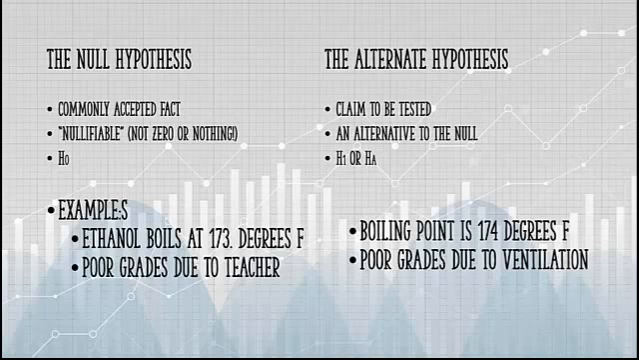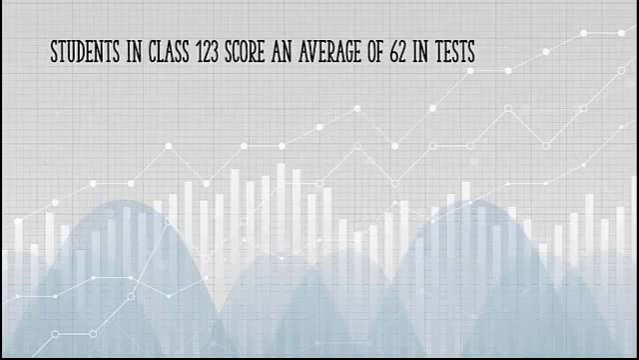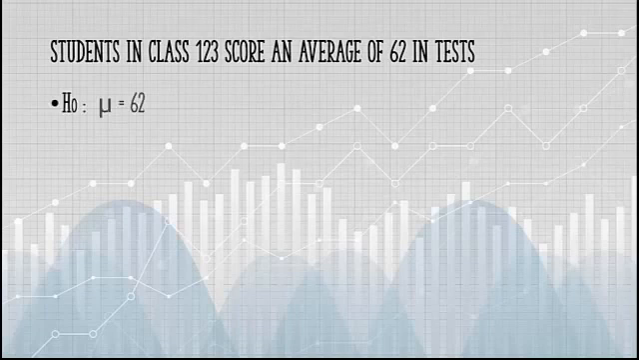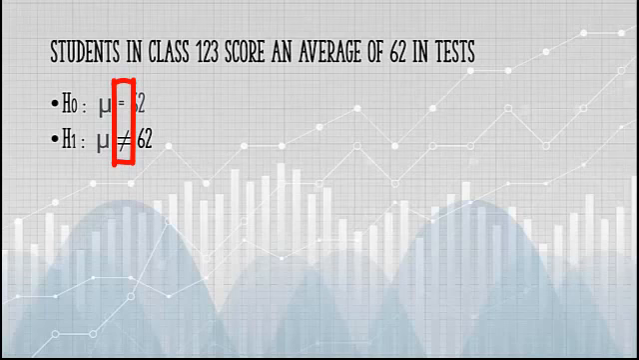The null and alternate hypotheses are related mathematically. To show you how this works, let's take a look at an example. The students in class 1, 2, 3 score on average 62 on tests. The null hypothesis might be that the average or the mean is 62. The symbol mu there is a Greek letter and we use that in statistics to mean the mean or average. The alternate hypothesis is that the mean is not equal to 62. So we have equal and not equal, and those are mathematical opposites.